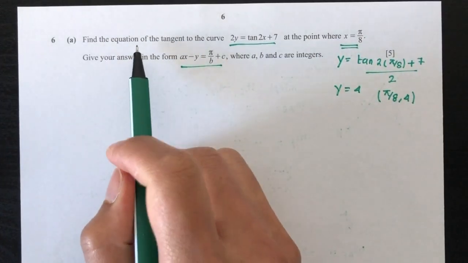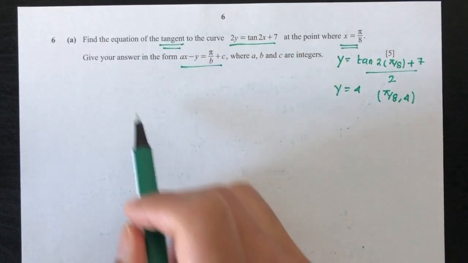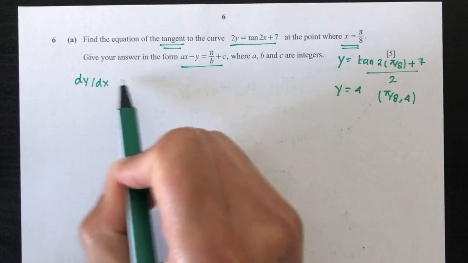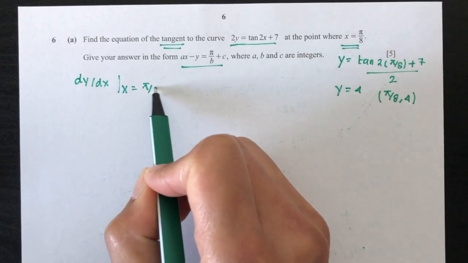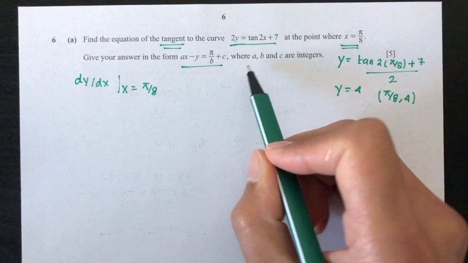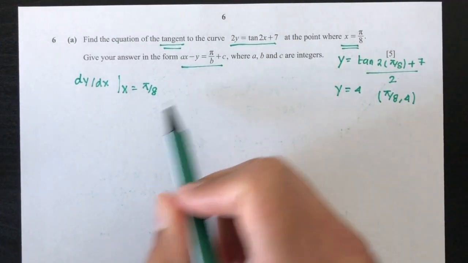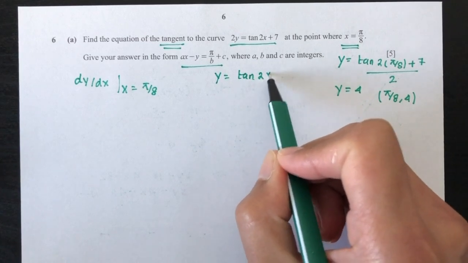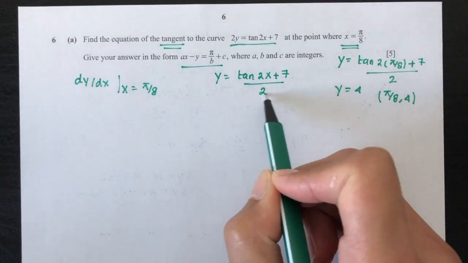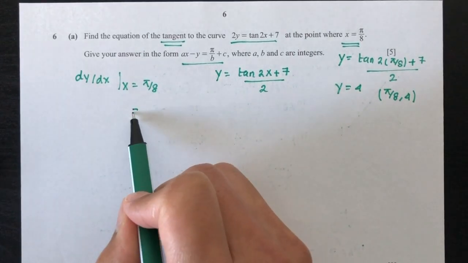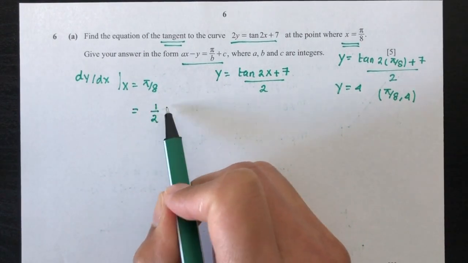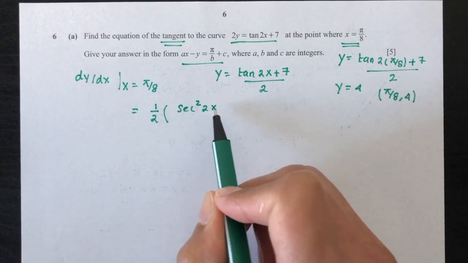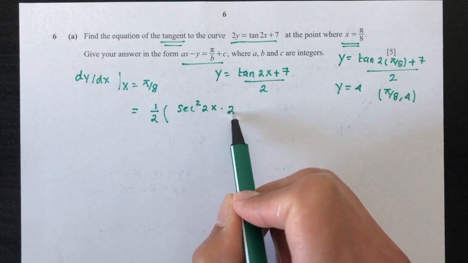Now we have to find the equation of the tangent. So we first have to find the gradient of tangent. So gradient of tangent is dy by dx at x equal to pi by 8. So let's first find dy by dx. So first we have to find y. y is equal to (tan 2x plus 7) divided by 2. That's y. So dy by dx will be, we'll take out the half, you will have sec square 2x and then times 2. This is 0.